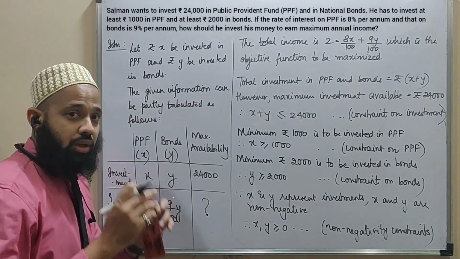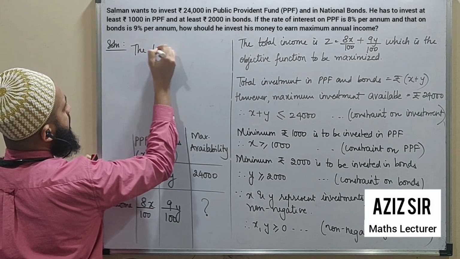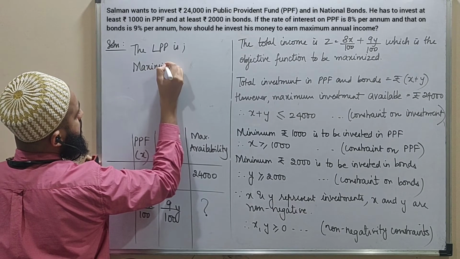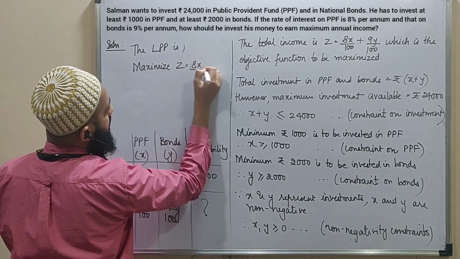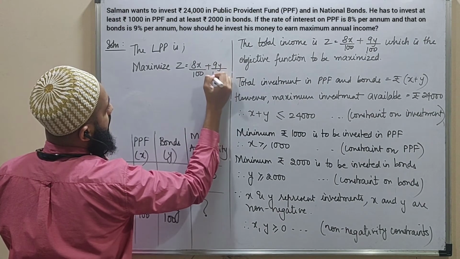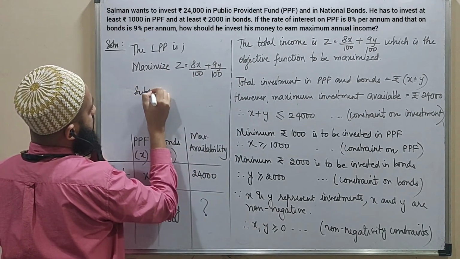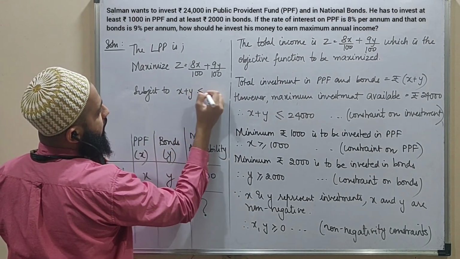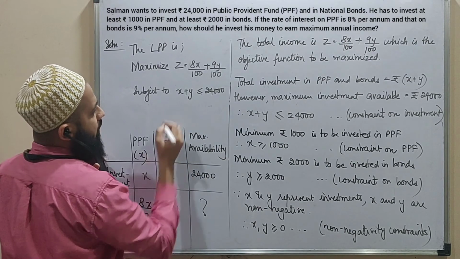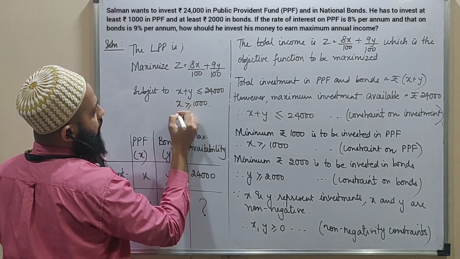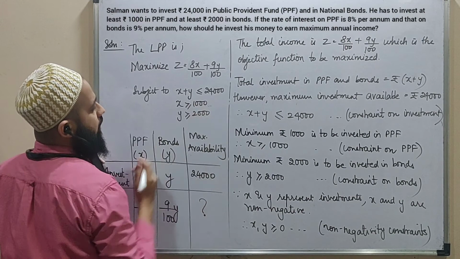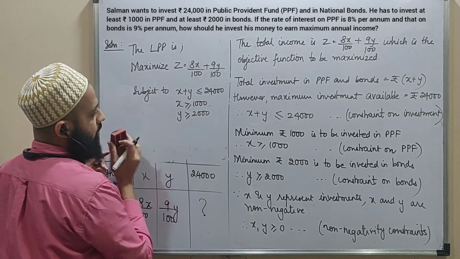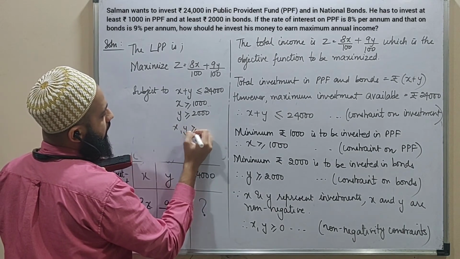Let's finalize the LPP. We are now at step number 6. The LPP is maximize Z equal to 8x by 100 plus 9y by 100 subject to the first one, X plus Y less than equal to 24,000, X greater than equal to 1,000, Y greater than equal to 2,000, and finally we have the non-negativity constraints which will complete the LPP. So we have X comma Y greater than equal to 0.